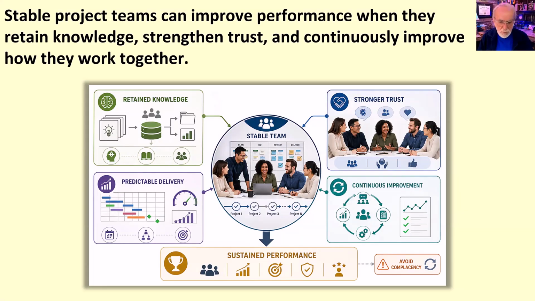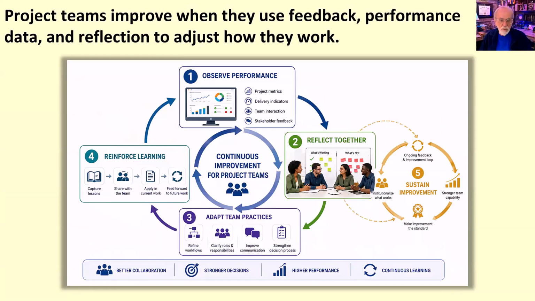So long-lived teams show how stable membership can help project teams retain knowledge, strengthen trust, and improve delivery over time. But this stability alone doesn't guarantee better performance. Teams still need feedback, reflection, and intentional learning. And so now we'll look at how continuous improvement helps teams adapt their practices and strengthen performance while project work is still underway. Project teams improve when they use feedback, performance data, and reflection to adjust how they work.